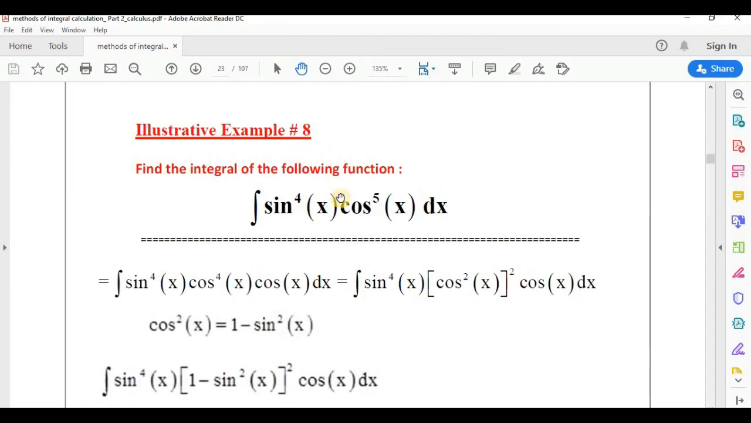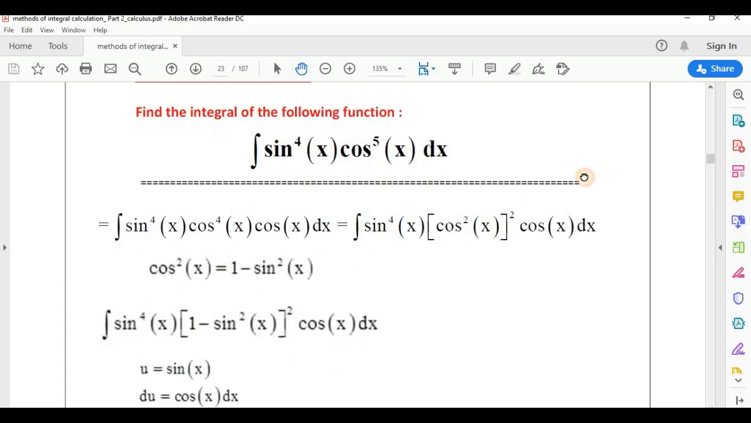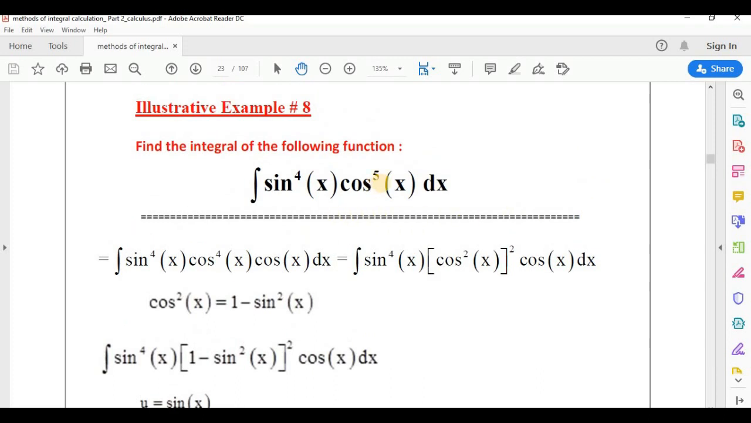Let's see this example. Find the integral of the following function. We have the integral of sine to the power 4 multiplied by cosine to the power 5 x dx. In this example, we have an even power and an odd power. In this case also, we will follow the same as the previous example. What we will do, we have here 5, we will take 1, it will be 4. So the integral will become the integral of sine to the power 4, we will keep it as it is, multiplied by cosine to the power 4 multiplied by cosine x dx.